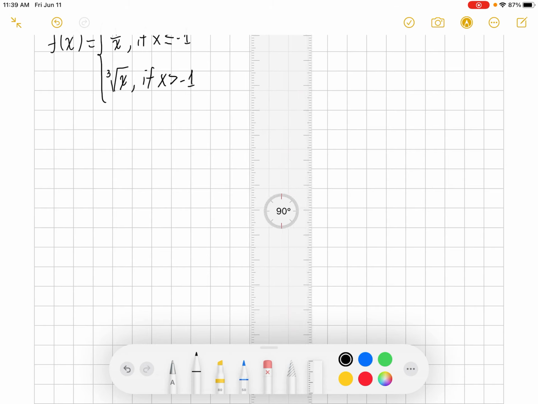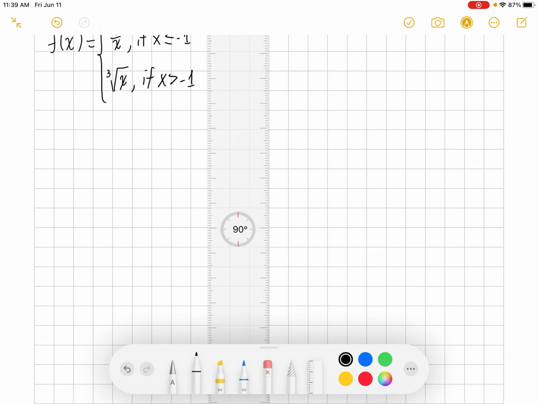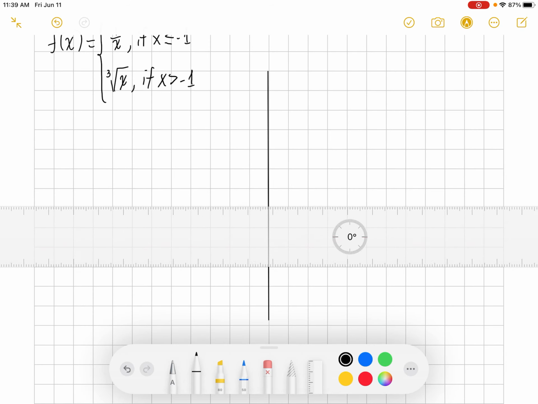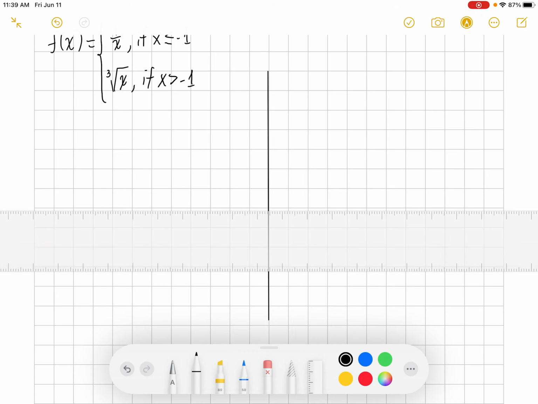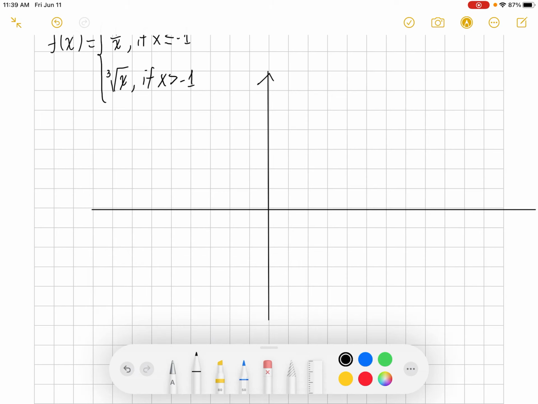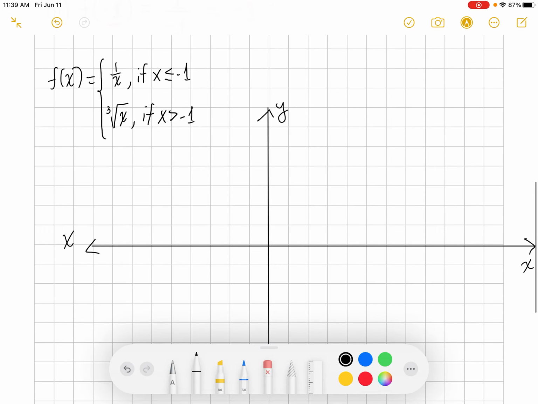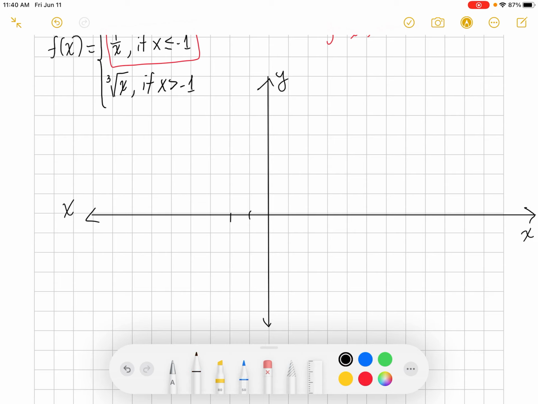Okay, so first of all, I'm going to make a little drawing. So I'm doing an x-axis and a y-axis. This is my x-axis, this is my y-axis. And what I'm going to first do is focus on this red piece here. So imagine that's y equals 1 over x, right? Because f of x is the same thing as y. So we got y equals 1 over x, and we're only going to focus on this when x is less than or equal to negative 1. So let's first graph y equals 1 over x.